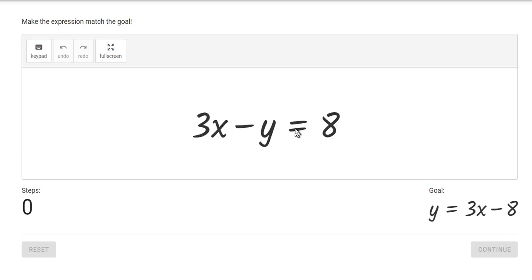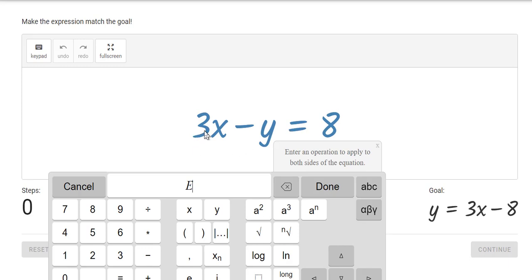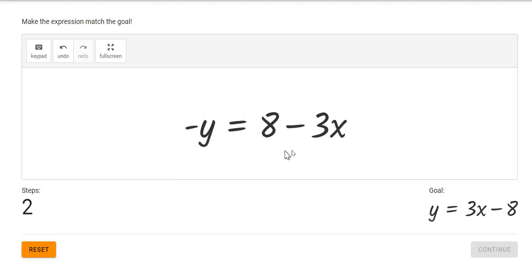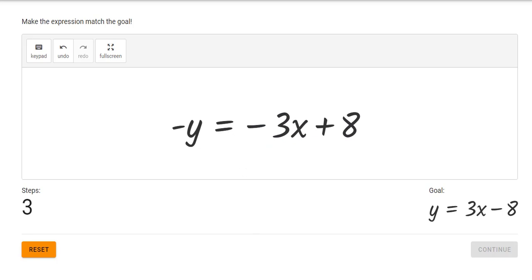So I need to move this 3x. So I'm going to say, all right, take the 3x, which is positive, and I need you to take it away. Taking away means subtract. So take away 3x. Now, 3x minus 3x is 0. And now I have this. I'm going to commute this side. So I'm going to just move these around by commuting. And whoa, wait a minute.